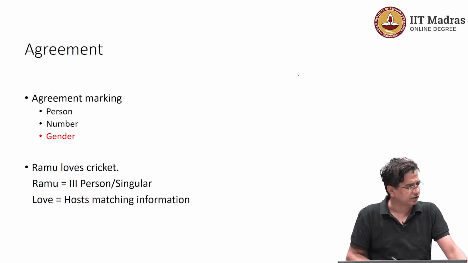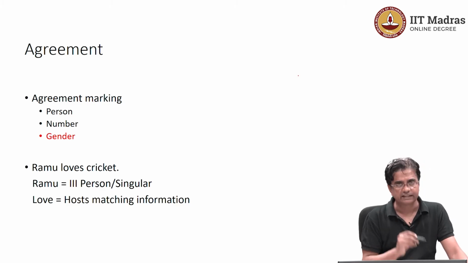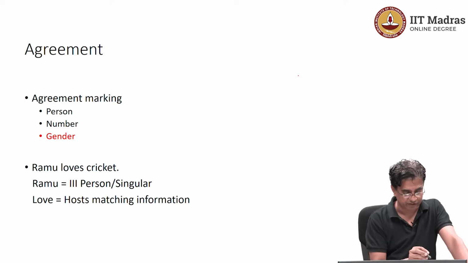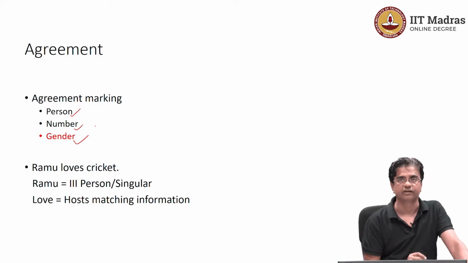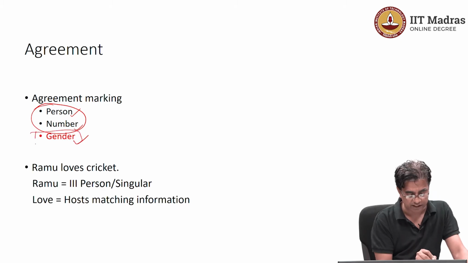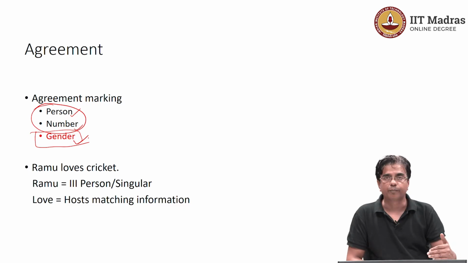So basically, what is it that we call agreement? There are three elements that participate in agreement. They are called person, number and gender. In English, we often see only these two, not gender, participating in agreement. So I have put this in color and we are going to leave this aside.